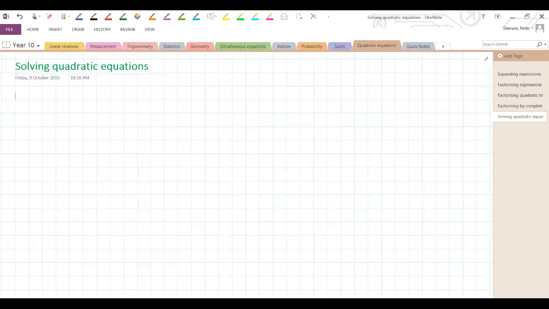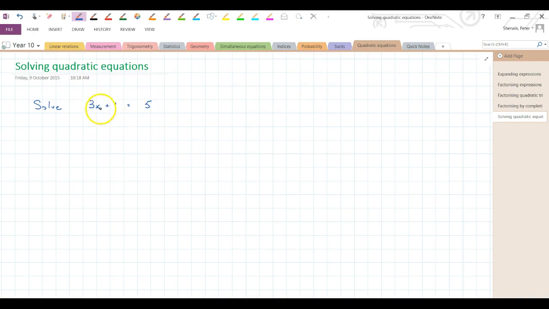Okay, we're going to start solving some quadratic equations now. And in order to do this, we need to firstly clarify a couple of things. You've solved some different types of equations in your life. Let's look at this sort of thing, which is a linear equation.